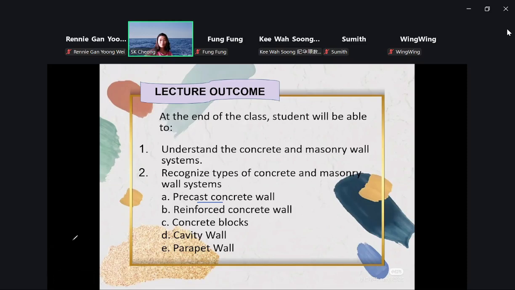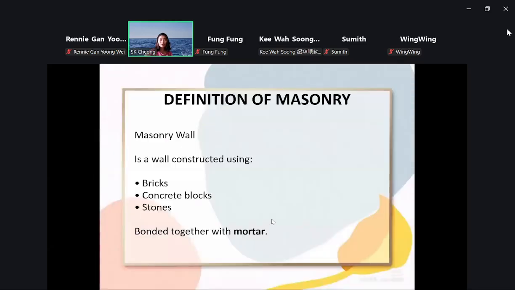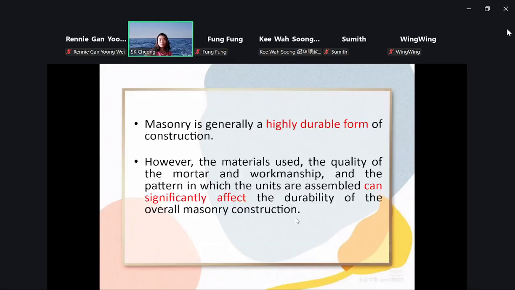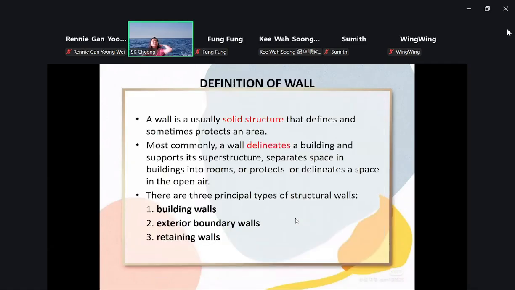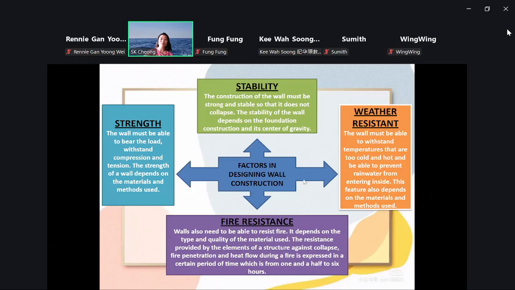Okay. The introduction, we have you to learn on the masonry wall, mostly made of bricks, concrete blocks, or stones bound together by mortar. Okay, definition of a wall. So functions of a wall. Why do we need a wall? Factors in designing the wall. How to decide on this?